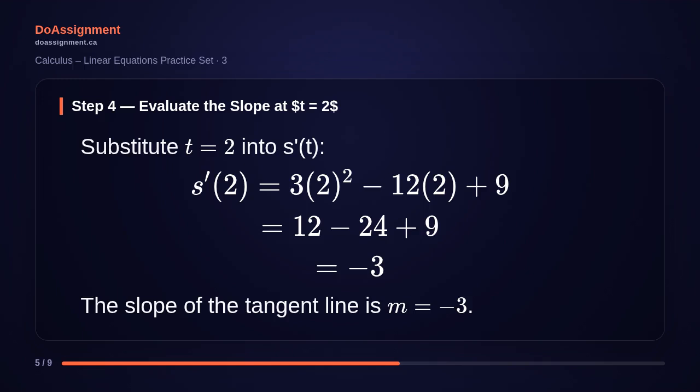Plugging t equals 2 into the derivative, 3 times 4 is 12, minus 24, plus 9. That gives 12 minus 24 plus 9 equals negative 3. So the slope of the tangent line is negative 3.